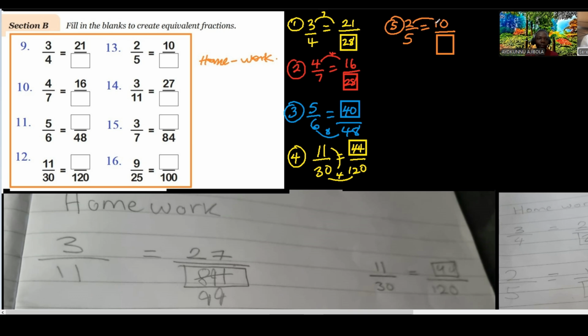Annabelle, can you hear me? Yeah. 2 times what will give me 10? Two. I mean, 2 times 5. Good, good, 2 times 5. So 5 times 5 gives me what? 25. Okay.